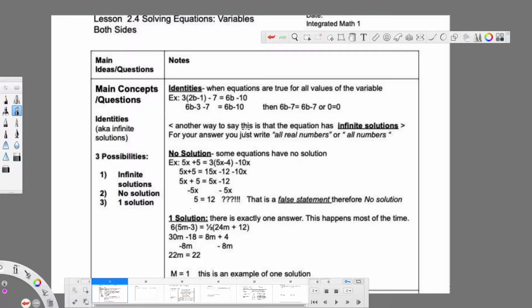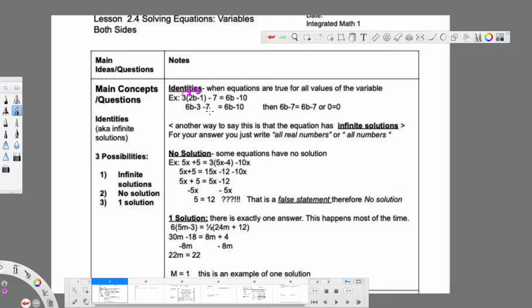So if we look at this example here, we have 3 times the quantity, the difference of 2b and 1, minus 7 equals 6b minus 10. So they distribute the 3. That's how they have 6b. It's 3 times 2b, and that's 6b. And then 3 times negative 1, so you can even kind of jump these over here, just so you can see my arrows. So 3 times negative 1 is negative 3. Once they've distributed, they drop the parentheses.